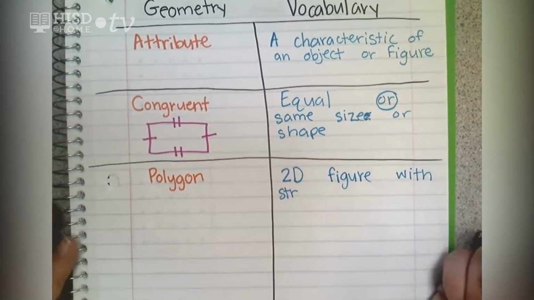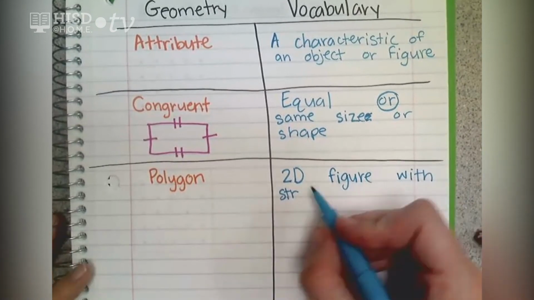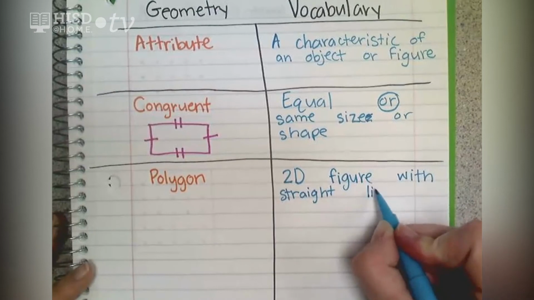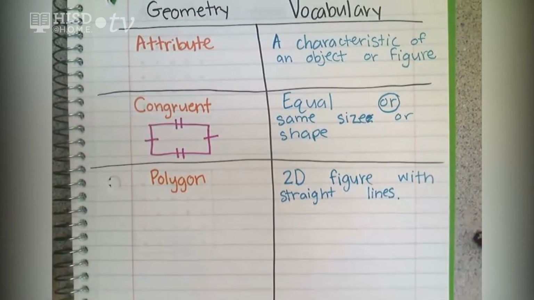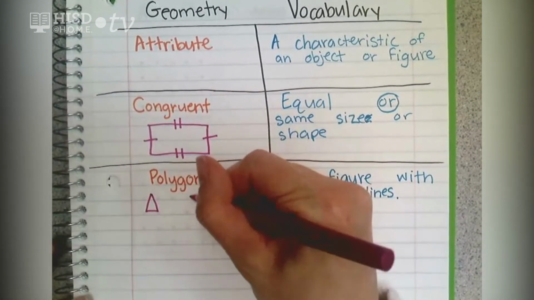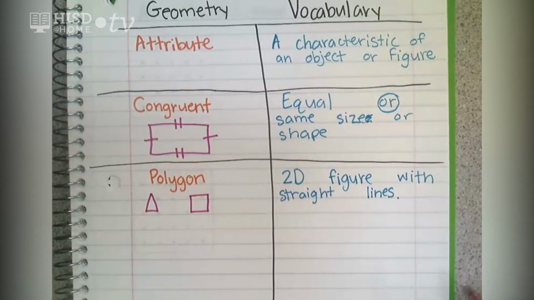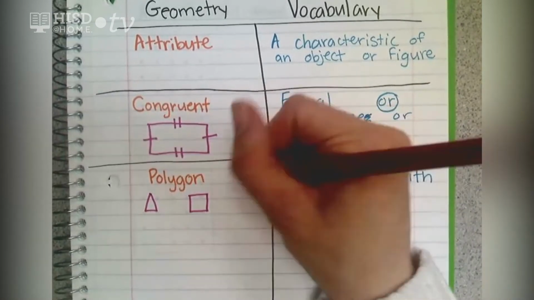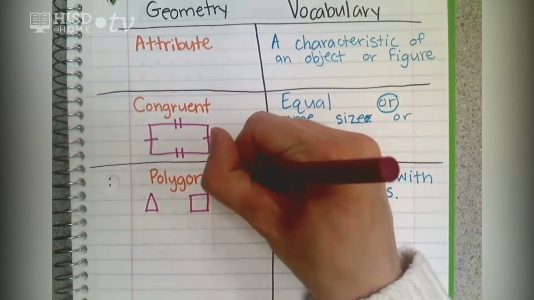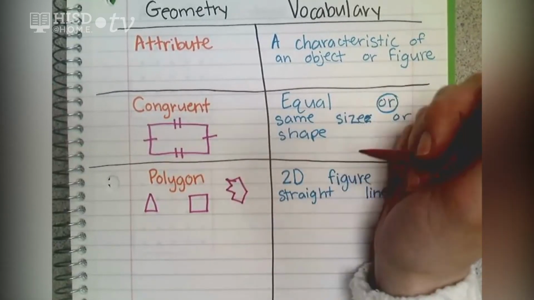So it's basically like any shape that's not a circle or doesn't have a curved line in it. So some examples would be a triangle, rectangle or square, and then we could just do some silly shape looking thing.